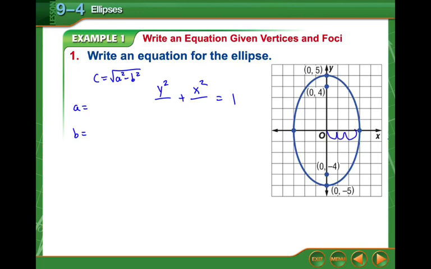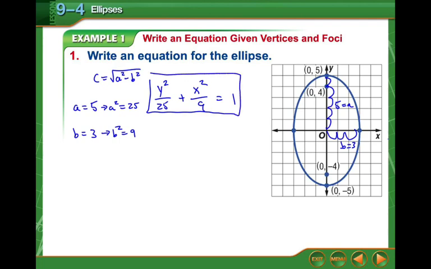So 1, 2, 3, that's our b, b is 3. And 1, 2, 3, 4, 5, that's our a. So a is 5, b is 3, so a squared is 25, and b squared is 9. So y squared over 25 plus x squared over 9 equals 1 is the equation for this particular hyperbola. Ellipse, sorry. Wrong word. Right equation. Moving on.